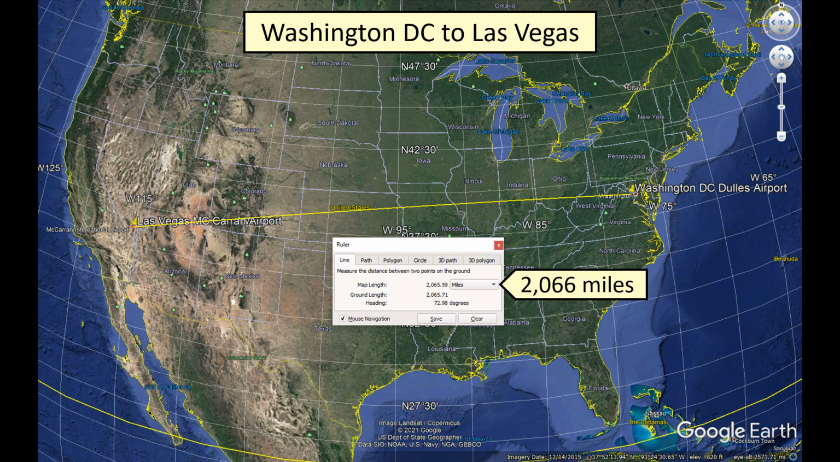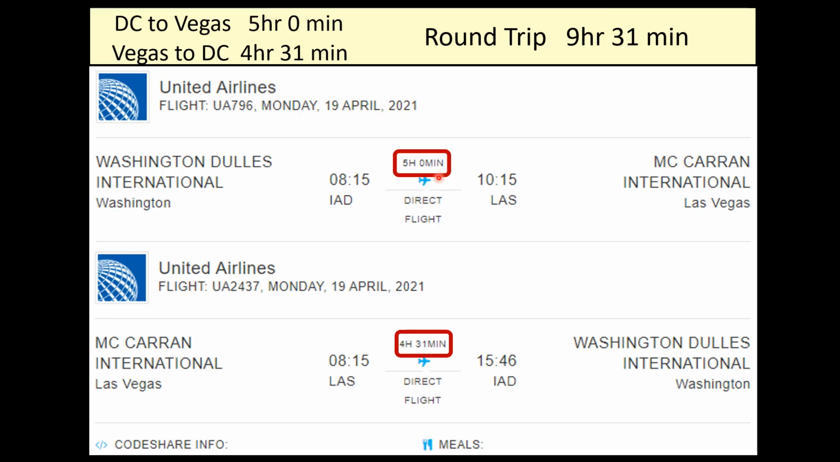Next, we'll take a flight from Washington, D.C. to Las Vegas because it has a similar distance of 2,066 miles. So on this flight, D.C. to Vegas is 5 hours and Vegas to D.C. is 4 hours and 31 minutes. So now we have a round trip of 9 hours and 31 minutes.